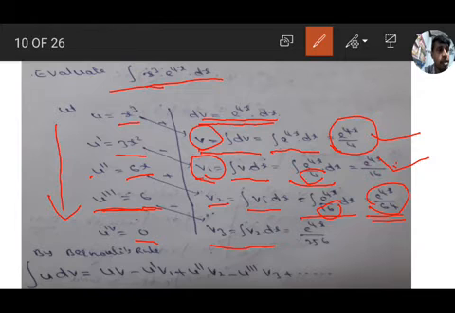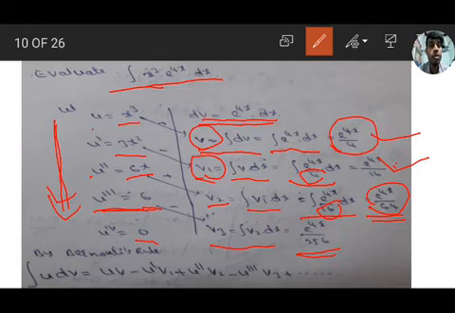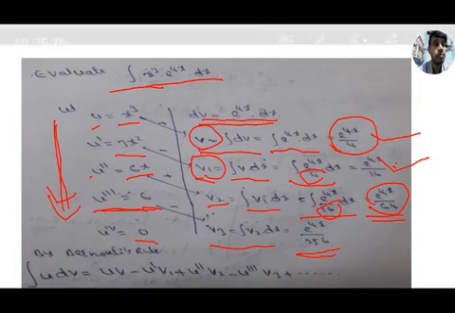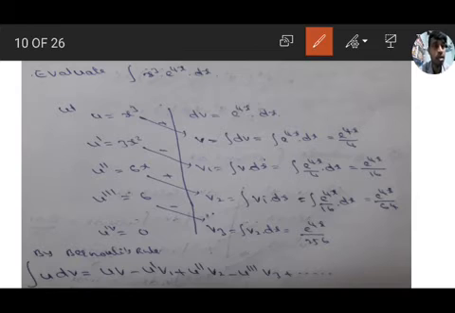The integral of e to the power of 4x is e to the power of 4x by 4, then by 16, then by 64, and then by 256. It has successive derivatives u, u dash, u double dash, u triple dash, u fourth derivative, and dv has its integrals v, v1, v2, v3.